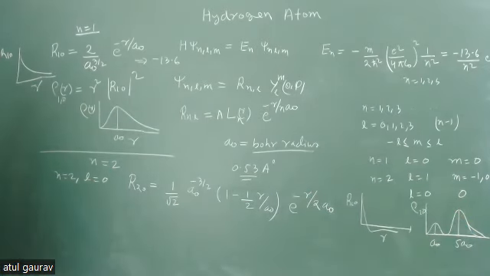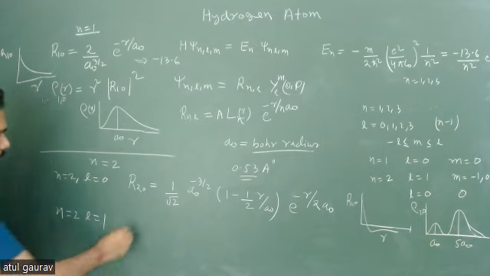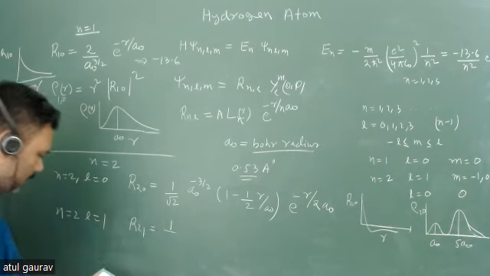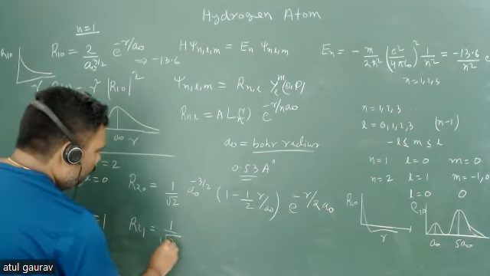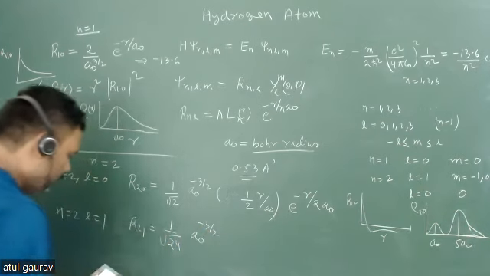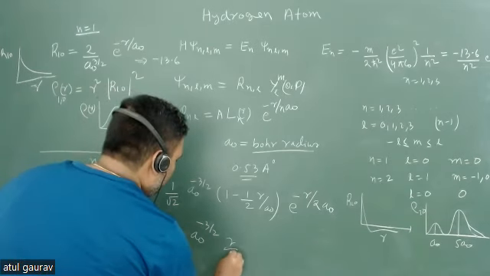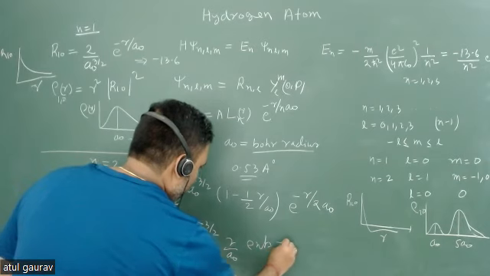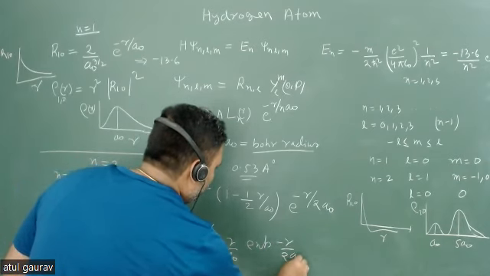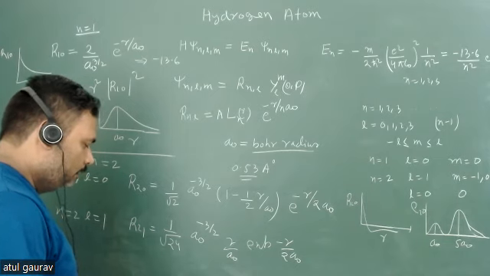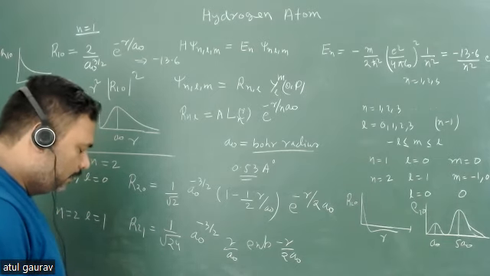Now next is n is equal to 2, L is equal to 1. We have R21, and this is basically 1 upon root under 24, a naught to the power minus 3 by 2. You have r upon a naught, exponential minus r upon 2a naught. Okay, so you have this sort of wave function.